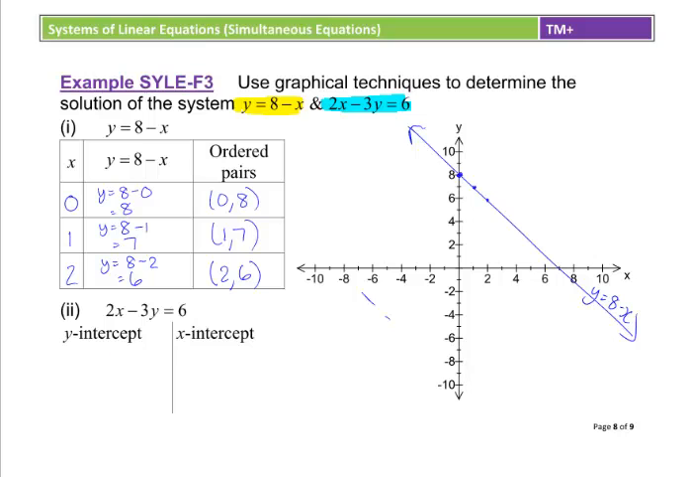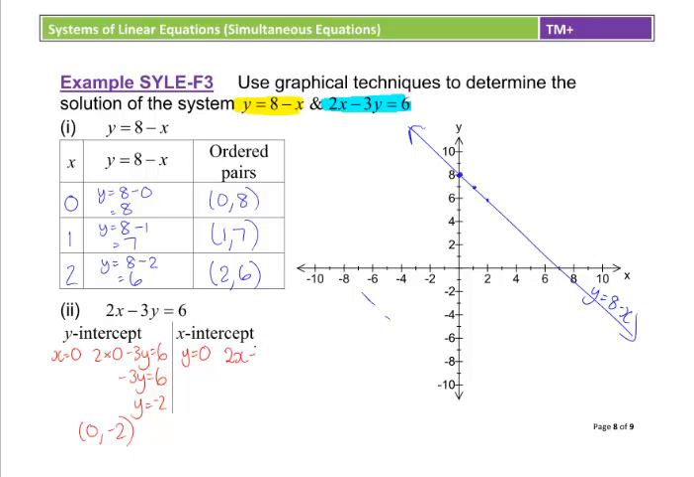Now for the next one, 2x minus 3y equals 6. The y-intercept is when x is 0. So I have 2 times 0 minus 3y equals 6. Minus 3y equals 6. Divide both sides by the negative 3 and I get y is negative 2. So 0, negative 2. X-intercept is when y is 0.